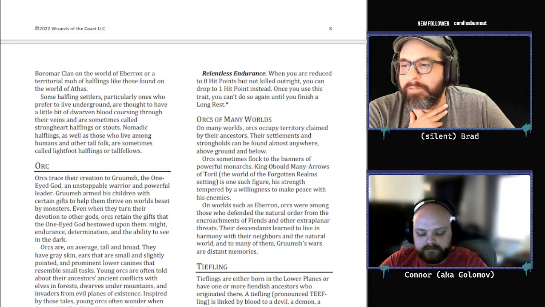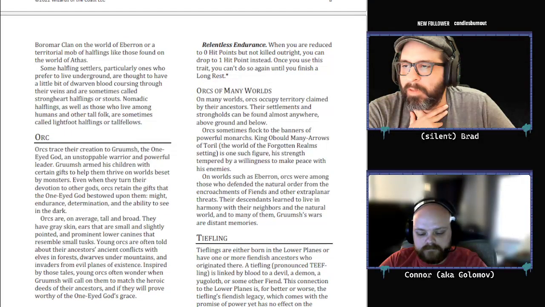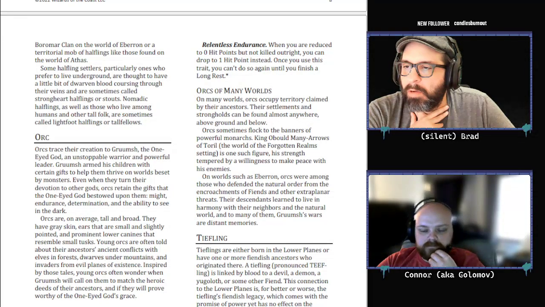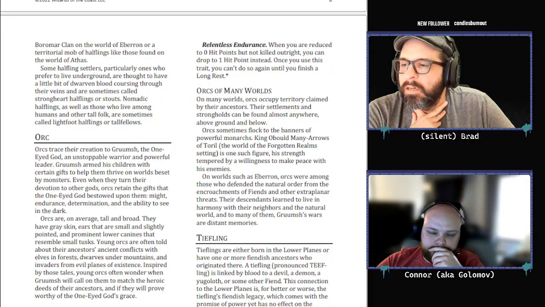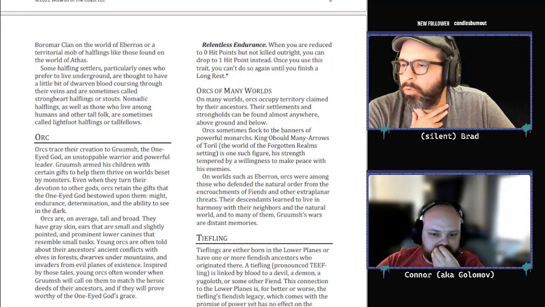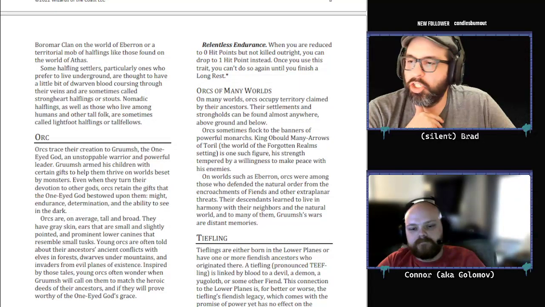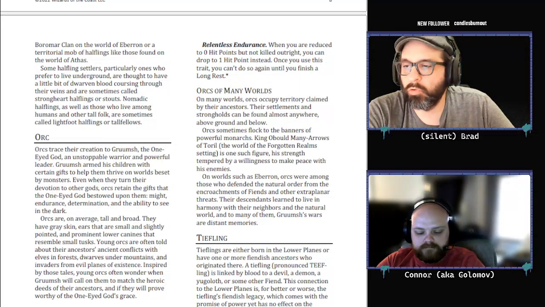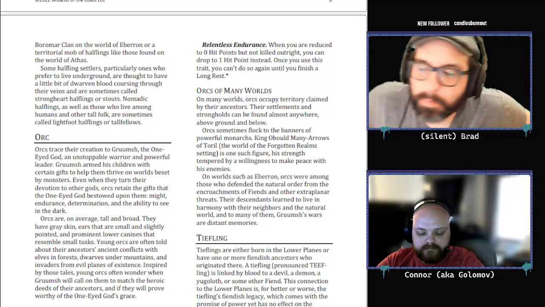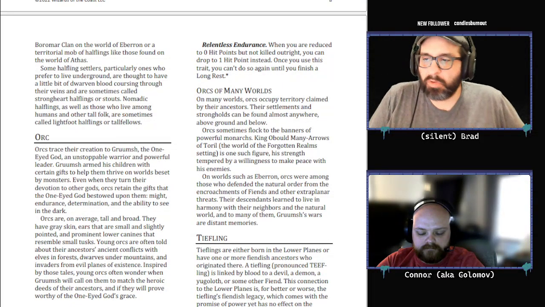And here, the stuff you were talking about, their tribal nature, is actually in the Orcs of Many Worlds. Orcs sometimes flock to the banners of powerful monarchs. On other worlds, they defend the natural order from encroachments of fiends. So they're still warriors, and it just depends on the world whether they're tribal or just great fighters because of how Gruumsh made them to be able to defend themselves. So it all works out there.